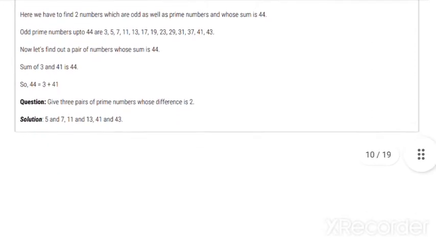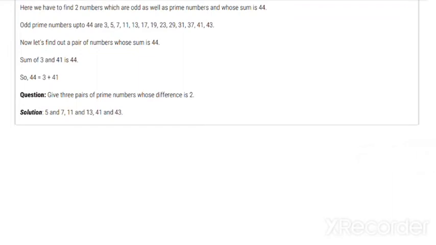Very simple, children. Now next question, give three pairs of prime numbers whose difference is 2. So the answer will be 5 and 7, then next 11 and 13, and last 41 and 43.